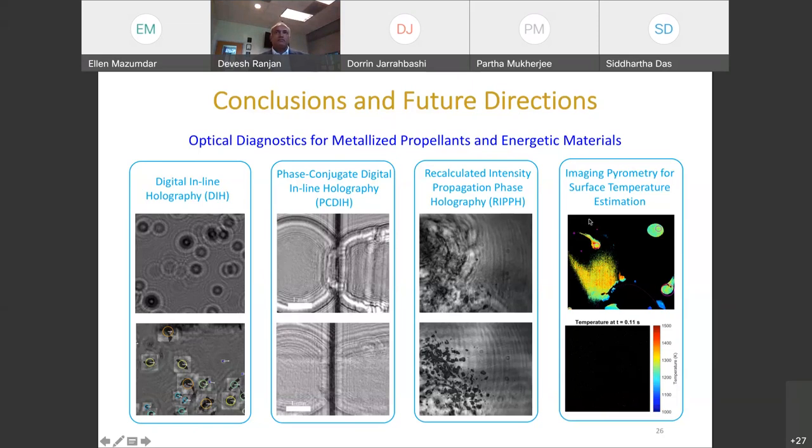Imaging pyrometry is also great. It has a lot of applications. You just have to be careful to understand when it can be applied. And so the last video on the bottom here is actually the application of imaging pyrometry to a rocket motor nozzle. So this is a solid rocket motor.